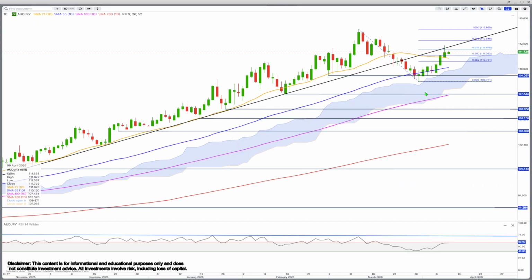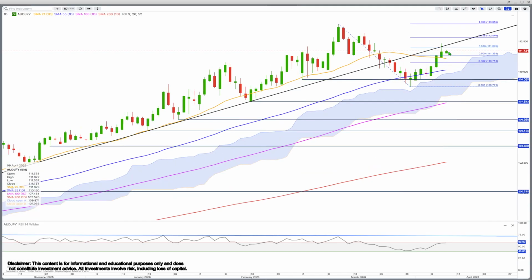Aussie yen tested the rising trend line there yesterday. It really wants to get back above it, and I think it could happen. We got RSI rejected at the 60 threshold, but it's still in a positive sentiment. So if it can get back above the 60 threshold, then I think we will see it crawling higher.